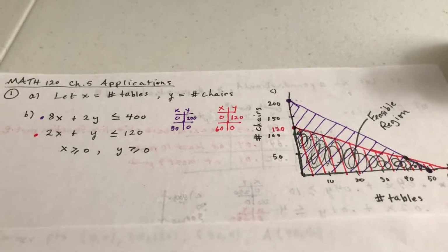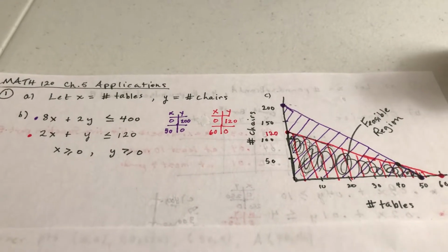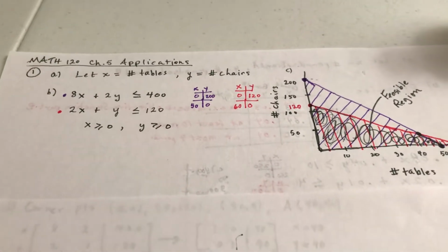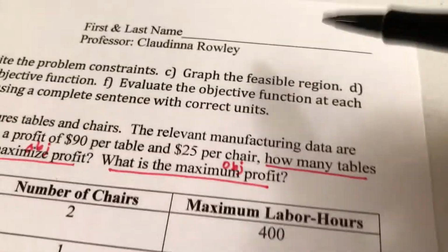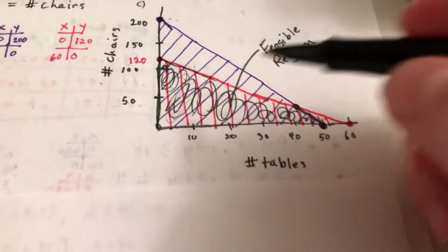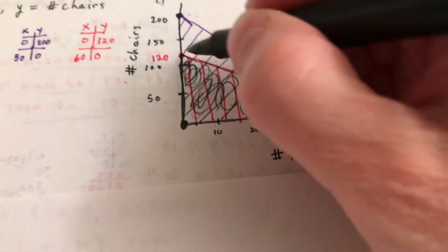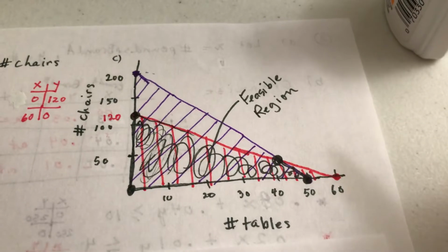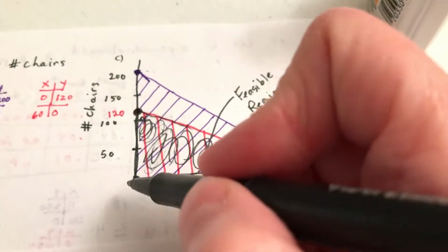All right, we're on part D of our table and chair, chapter 5 applications. We just did the feasible region. Now part D says to find the corner points. So let's look at this region. This has 1, 2, 3, 4 corner points. Now this one is 0, 0.